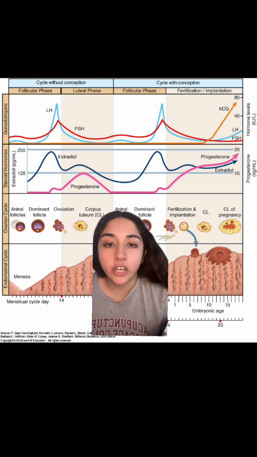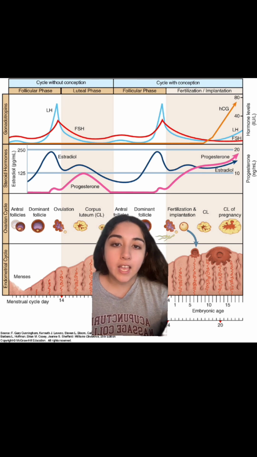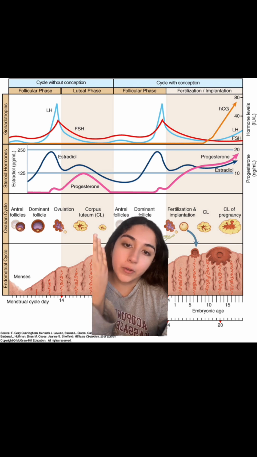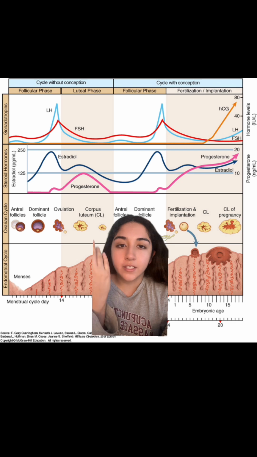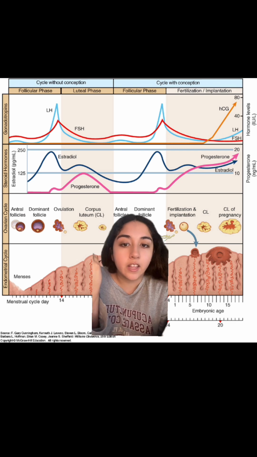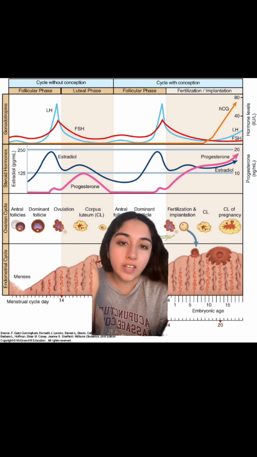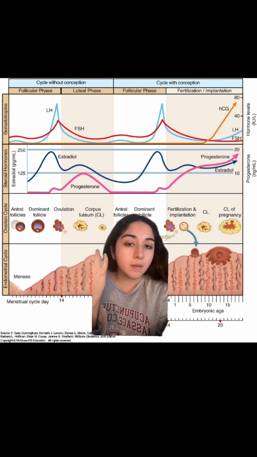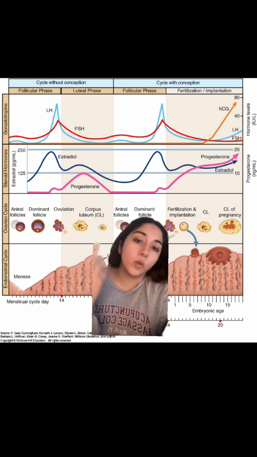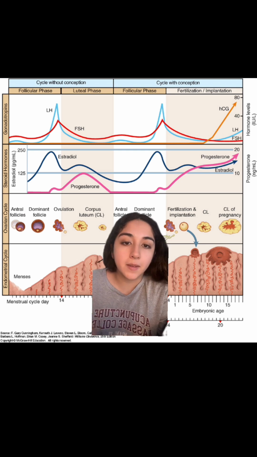So your cycle changes a bit after ovulation when you are pregnant, and this will occur when fertilization and implantation occurs, which is going to have a rise in progesterone and estradiol, as well as a rise in human chorionic gonadotropin hormone, which is the pregnancy test hormone, what you would detect if you were pregnant.